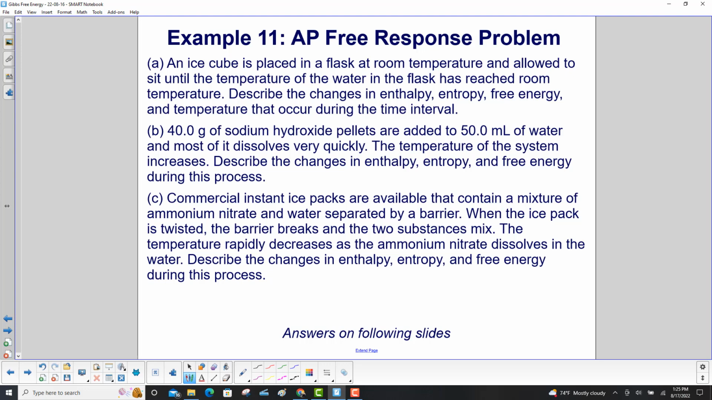Finally, commercial instant ice packs are available that contain a mixture of ammonium nitrate and water separated by a barrier. When the ice pack is twisted, the barrier breaks and the two substances mix. The temperature rapidly decreases as the ammonium nitrate dissolves in the water. Again, describe the changes in enthalpy, entropy, and free energy during the process.